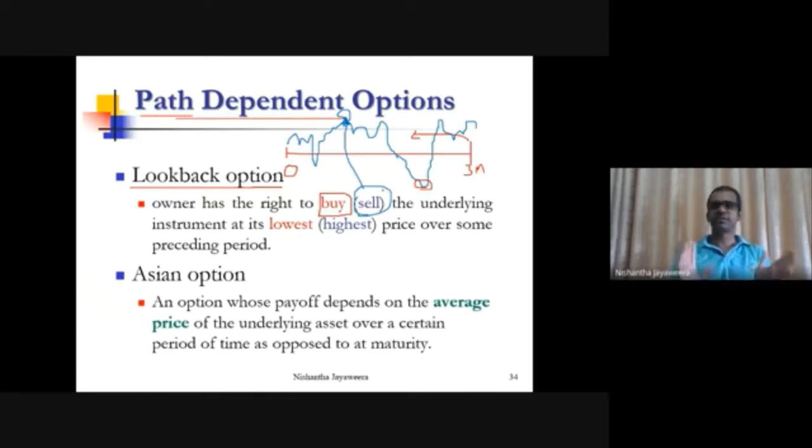So the strike price is not decided at the beginning. Strike price is decided at the end of the option period, on the expiry date, by looking at backward price movement. For a call option, you can buy at the lowest price. For a put option, you can sell at the highest price. Is it clear?